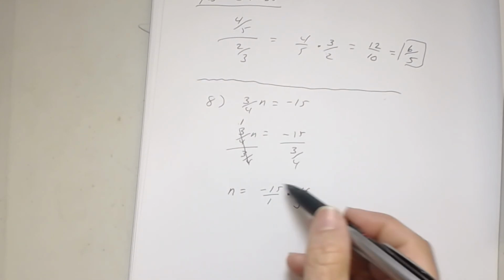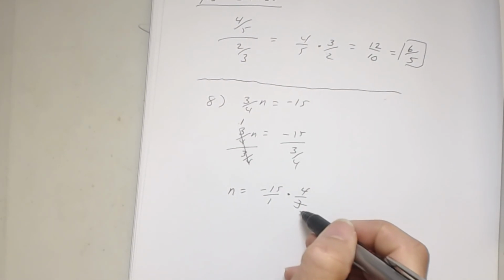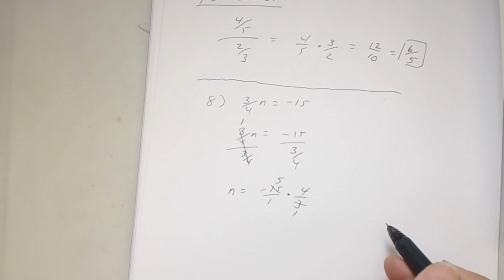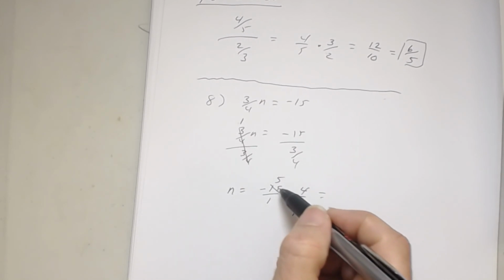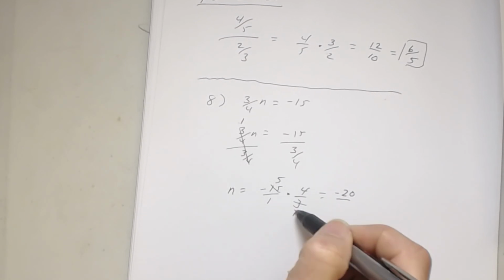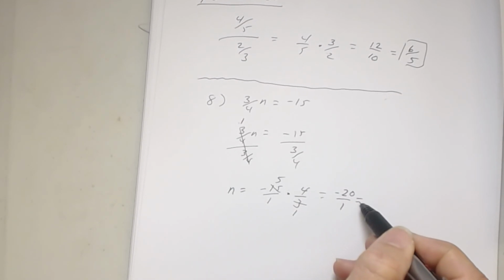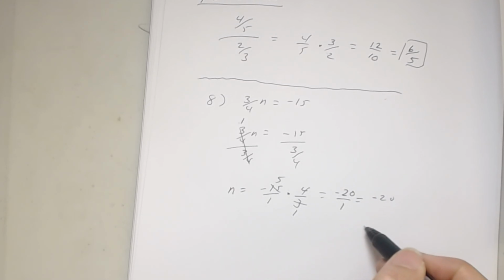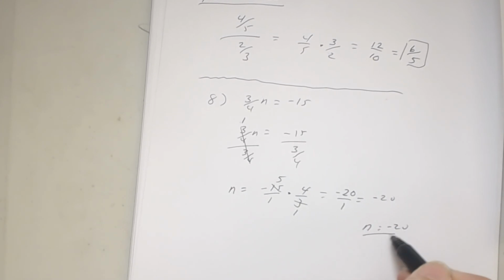All right, now I'm going to go ahead and reduce here. 3 into 3 is 1. 3 into 15 is 5. And now I can multiply numerators. -5 times 4. Negative 20, 1 times 1. 1. And then simplify that. What's -20 divided by 1? -20. So your solution is n equals -20.